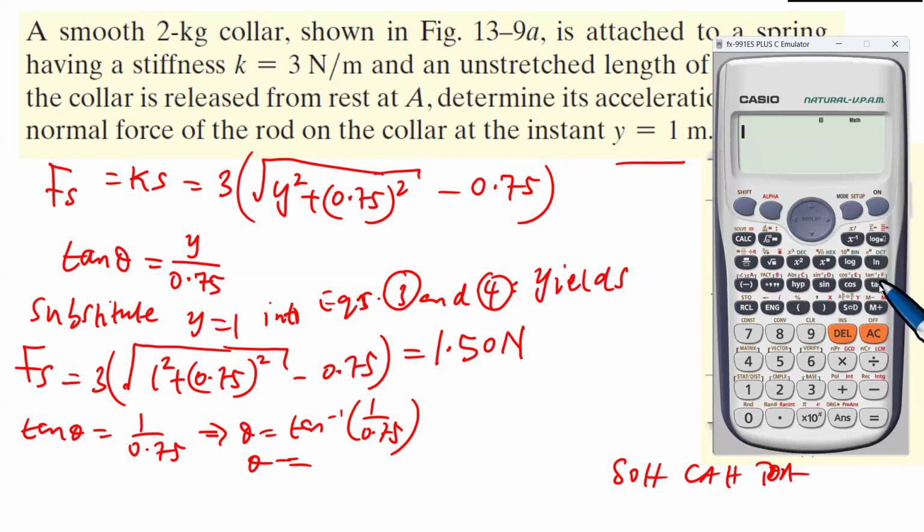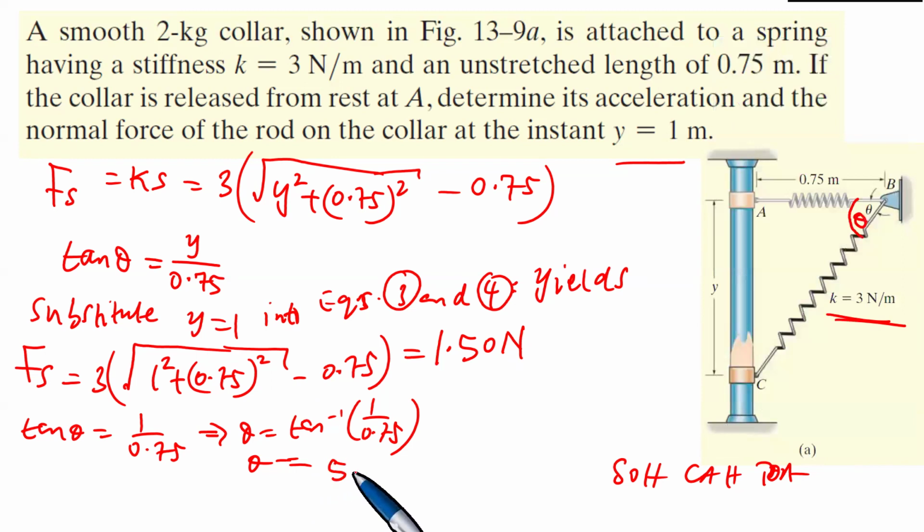Right, so now this is arctan. Shift tan of 1 divided by 0.75, and then you close the bracket. 53.1 degrees. That is the angle. So you're getting exactly 53.1 degrees.